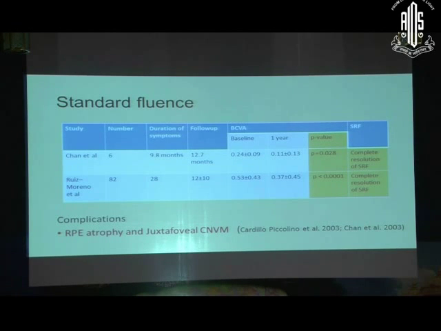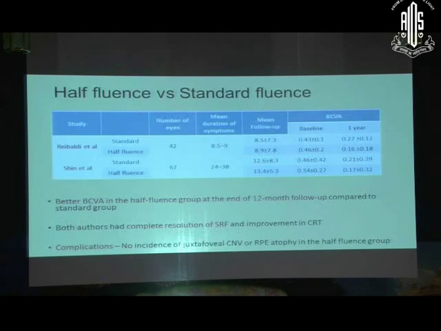A few authors have described standard fluence in chronic CSR cases with complete resolution of SRF, but there are complications associated with it, which are RPE atrophy and juxtafoveal CNVM. Ribaldi et al. and Shin et al. have compared standard fluence with half fluence PDT, showing that SRF is resolved by 1 year in all the cases, with better visual acuity in the half fluence group. But they also have not noted any complications such as juxtafoveal CNVM or RPE atrophy in the half fluence group.